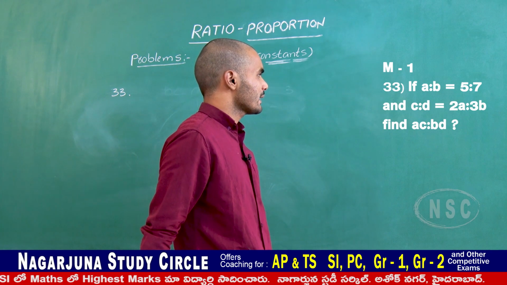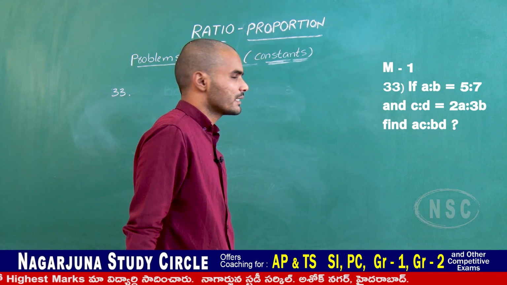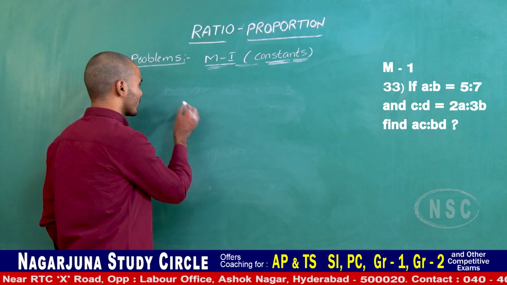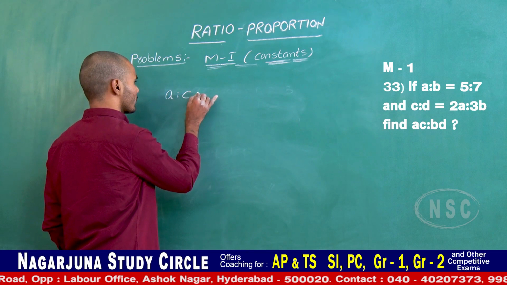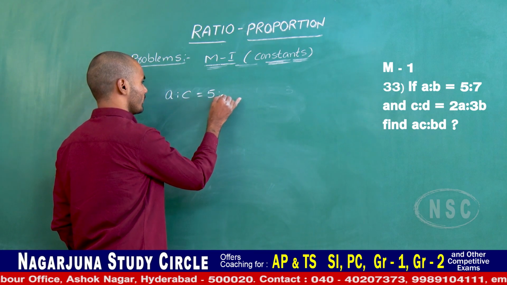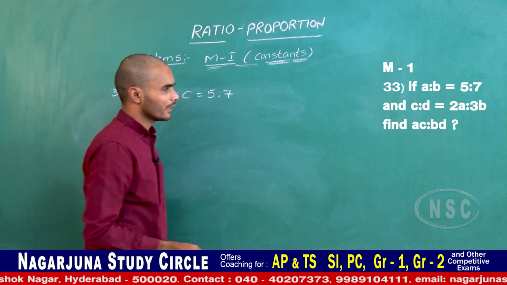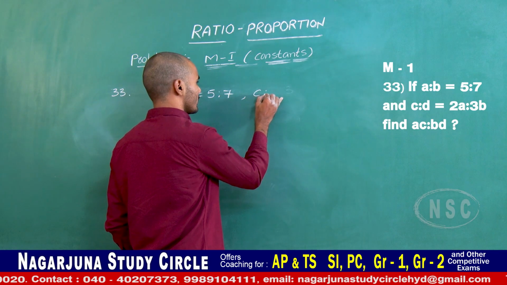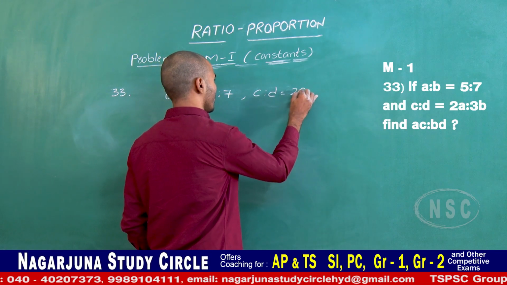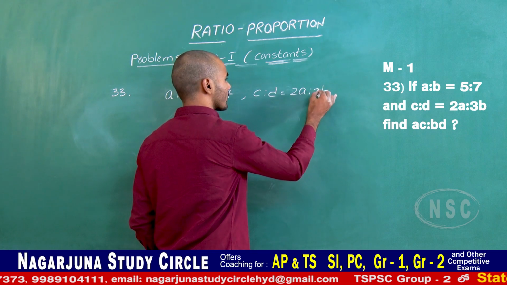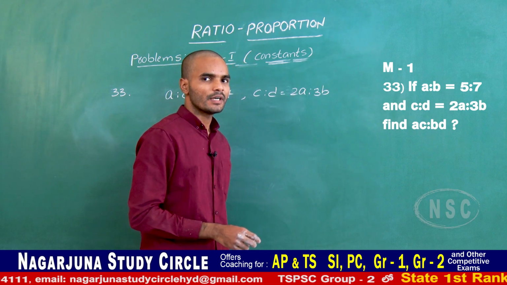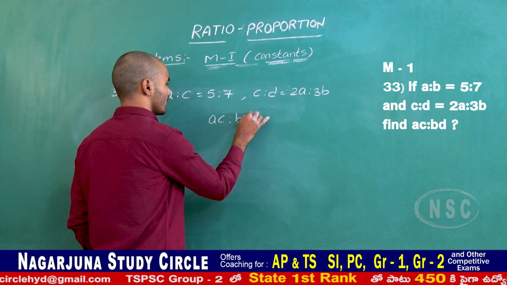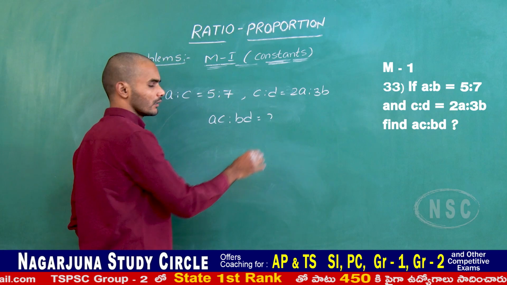Then find AC is to BD. The given data is A is to B is equal to 5:7, A is to C is equal to 5:7, and C is to D is equal to 2A is to 3B. Then find the ratio of AC is to BD. This is the given data.